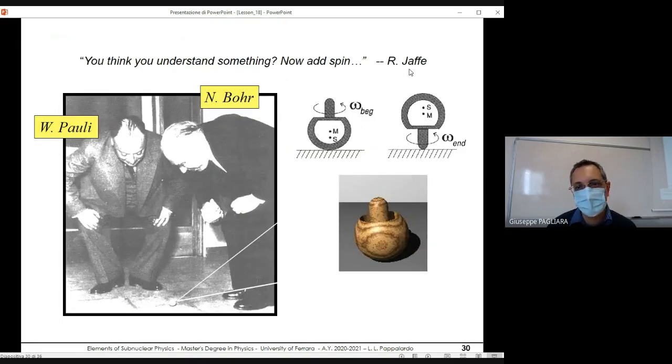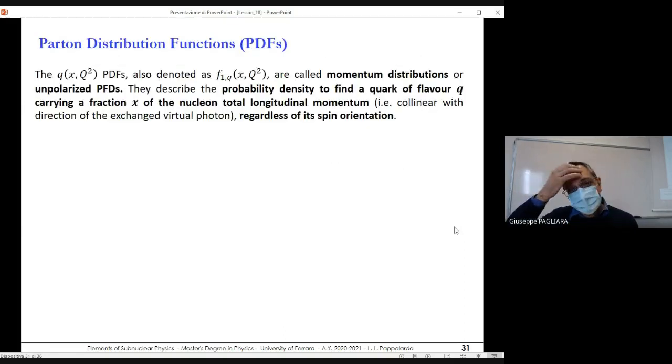There is a nice sentence by Jaffe, who is one of the fathers of the parton model and the DIS framework, who said: you think you understand something, now add spin. And in fact, now a lot of problems arise when we want to include spin in this description. This is a nice picture of Pauli and Bohr trying to understand what's going on with this spinning. So let's start to attack this part, the spin dependence. We will start today, we will continue next time.